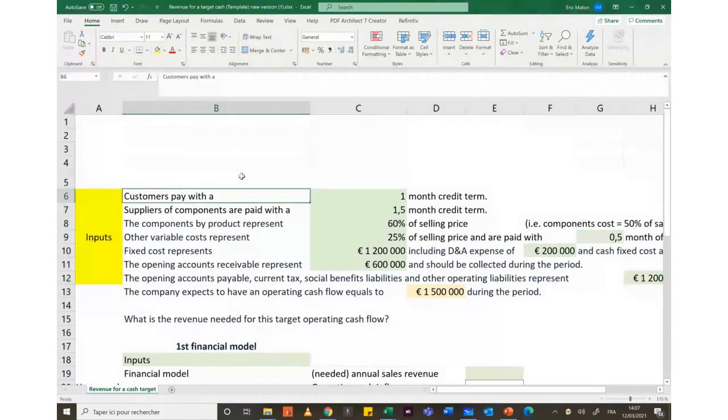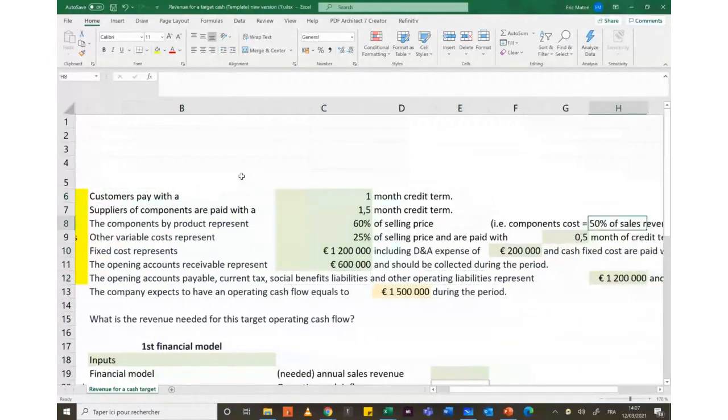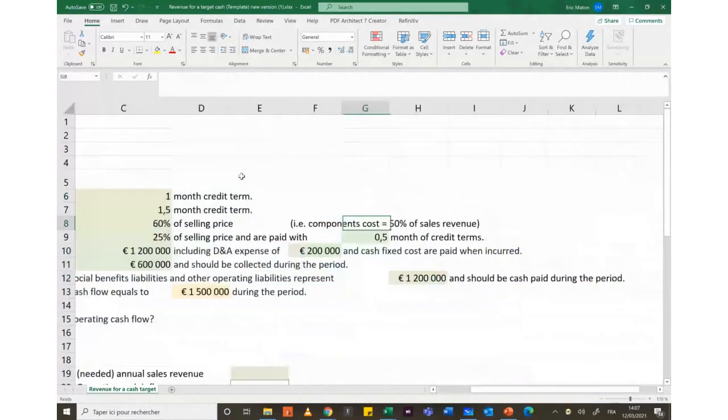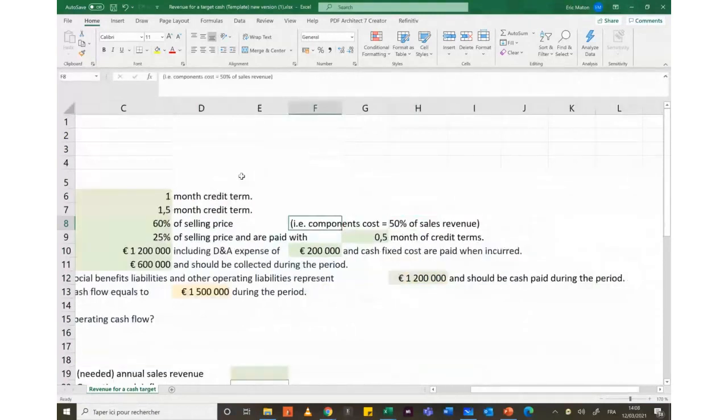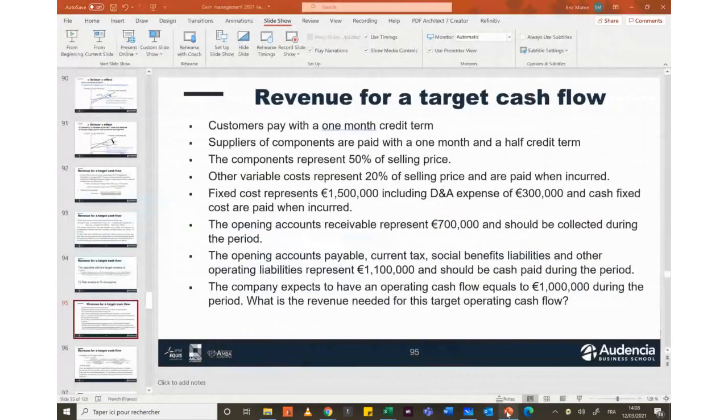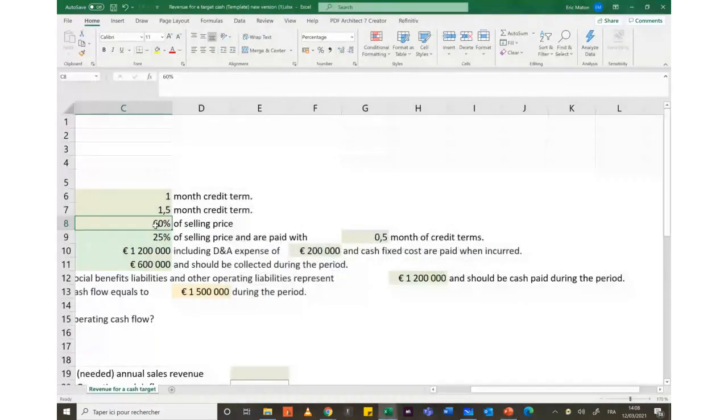So you have already all the data. What you need is only here, is 60%. Why did I change to 60%? Sorry, we can keep 60%. Or we use the same example. I say what? 50%, 50, 20. We keep the same 50, 20.